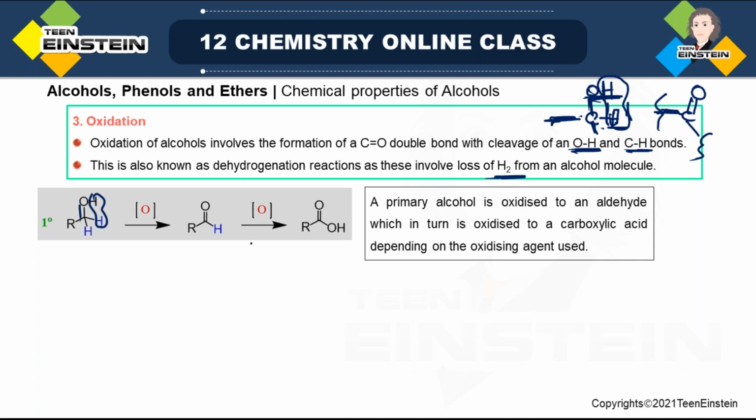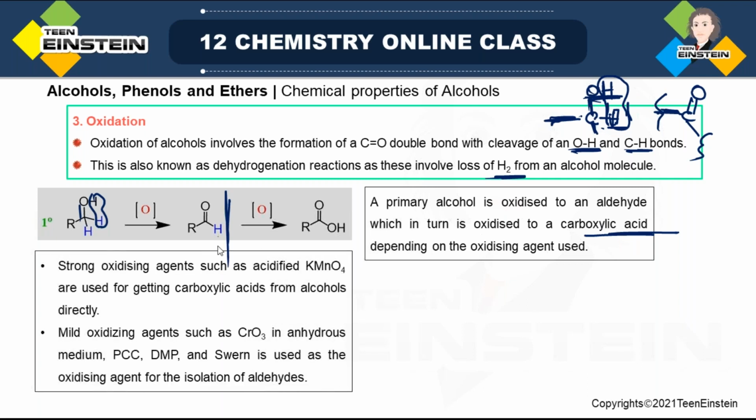But if the oxidizing agent is very strong, further oxidation will be there, and ultimately RCOH aldehyde will be converted to carboxylic acid. So primary alcohol is oxidized to an aldehyde, which in turn is oxidized again to carboxylic acid. Now the second step is not possible if it is a mild oxidizing agent. It will be stopped here. But if it is very strong, further oxidation to carboxylic acid will be there. So strong oxidizing agent, if you have taken potassium permanganate, you will be getting obviously carboxylic acid.